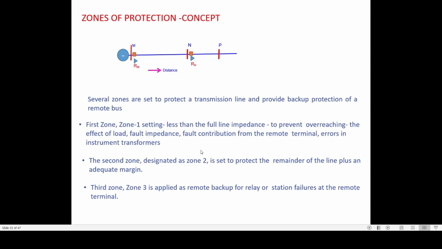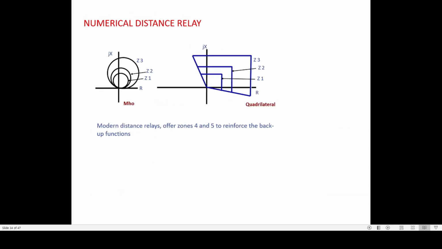As you can see from here also, zone 2 is time delayed. Why is zone 2 time delayed? Because it's covering not only the 20% of the principal line, but also some portion of the adjacent line length. And if the fault is in this adjacent line, then definitely the relay at M should not operate, but only the relay at N should operate. That's why zone 2 is time delayed. We will discuss this in detail in the next slides.